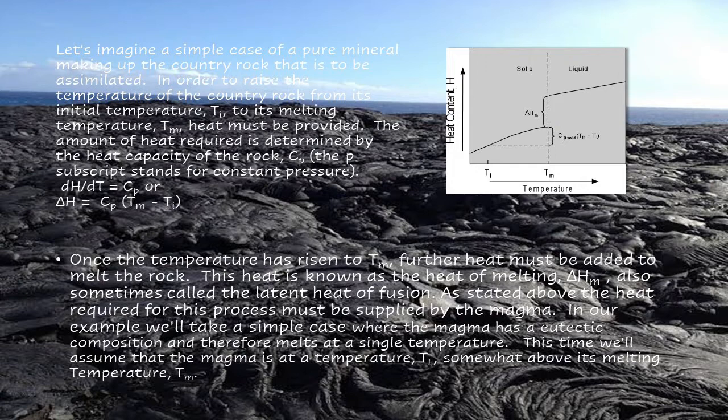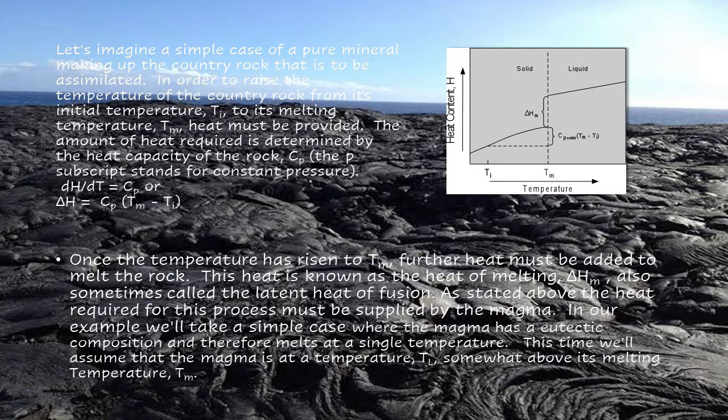Let's imagine a simple case of a pure mineral making up the country rock that is to be assimilated. In order to raise the temperature of the country rock from its initial temperature to its melting temperature, heat must be provided. The amount of heat required is determined by the heat capacity of the rock. Once the temperature has risen to melting temperature, further heat must be added to melt the rock. This heat is known as the heat of melting, also sometimes called the latent heat of fusion.